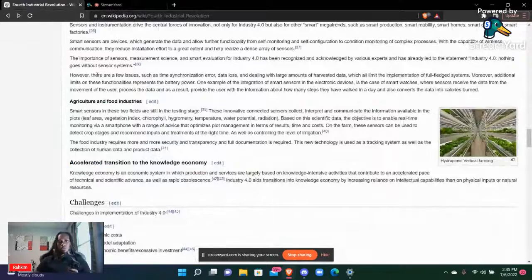All right, so let's get into the read. It says agriculture and food industries. Smart sensors in these two fields are still in the testing stage. These innovative connected sensors collect, interpret, and communicate the information available in the plots: leaf area, vegetation index, chlorophyll, hygrometry, temperature, water potential, radiation. Based on this scientific data, the objective is to enable real-time monitoring via a smartphone with a range of advice that optimizes plot management in terms of results, time, and cost. On the farm, these sensors can be used to detect crop stages and recommend inputs and treatments at the right time, as well as controlling the level of irrigation.